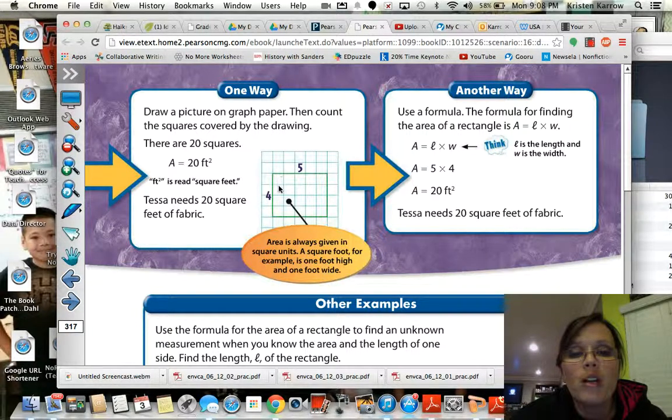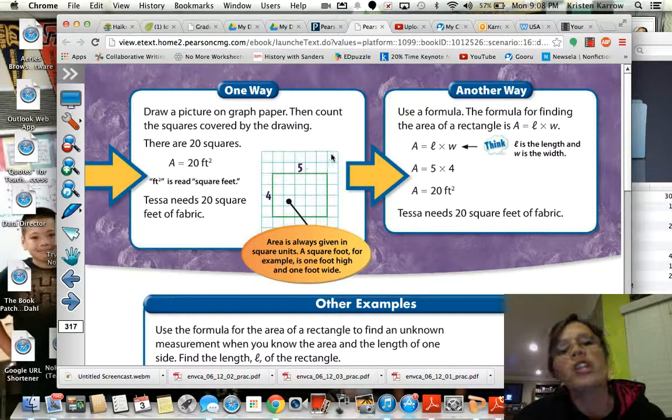So if we had a piece of fabric on the wall that was 4 feet high and 5 feet long, we would have 1, 2, 3, 4, 5, 6, 7, 8, 9, 10, 11, 12, 13, 14, 15, 16, 17, 18, 19, 20 square feet of fabric that we would need. You see these are little squares because we actually need enough fabric to cover each of these little squares. So 20 square feet of fabric, and that's what it says over here.